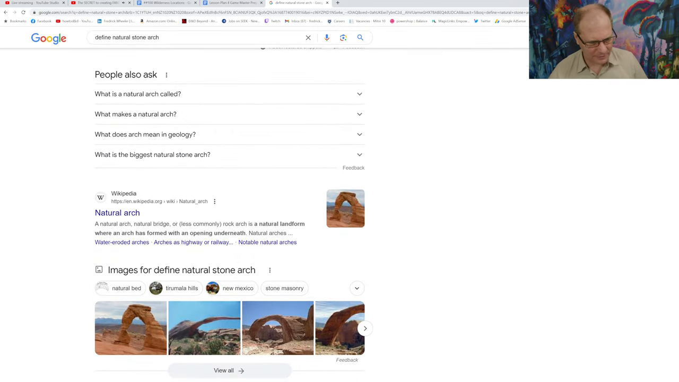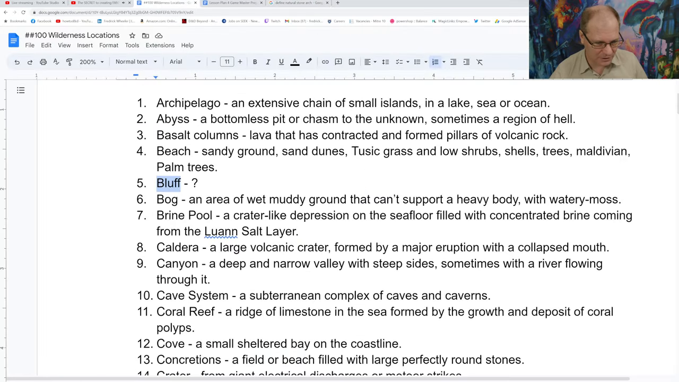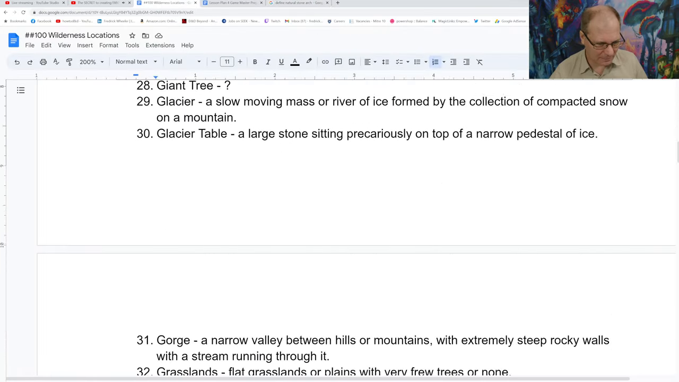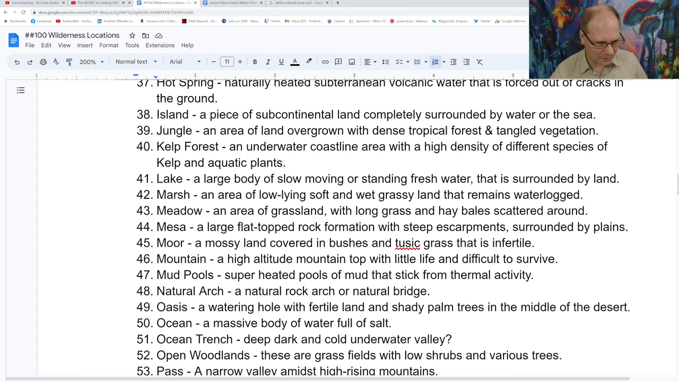There it is. That's really it. Now, do we have the natural arch already? We probably do, because I know we've had this discussion around this sort of thing before. Yes, we've got the natural arch. This is the natural bridge. So we've actually already got it.